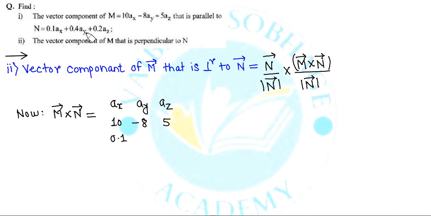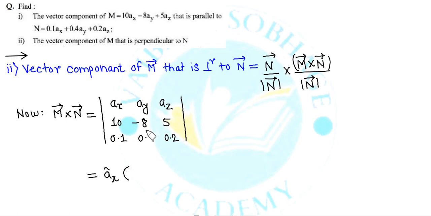Then the magnitude of n along the y direction is 0.4, and the magnitude of n along the z direction is 0.2. So we are going to simplify this determinant to get our answer. I hope you know about these calculations, so I am not going to write the details.